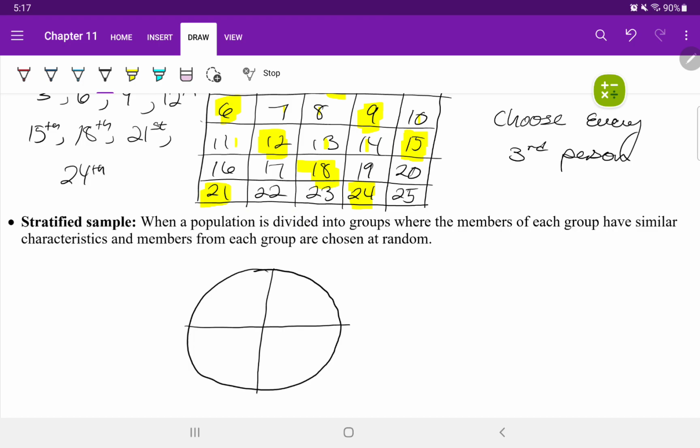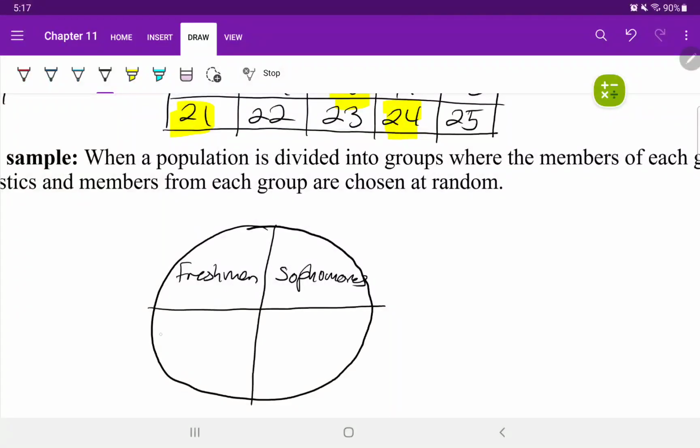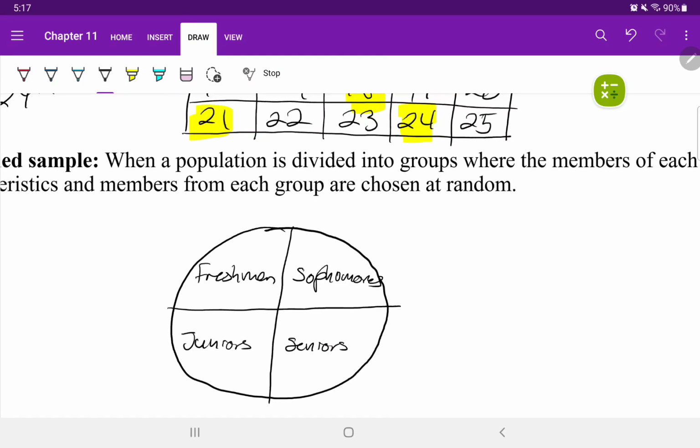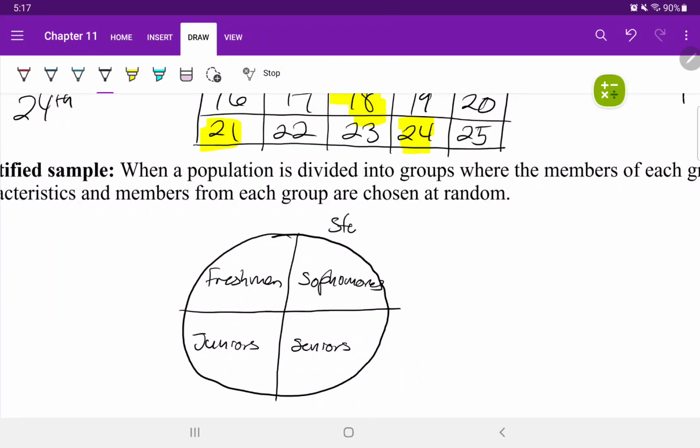So divide it up. I have my freshmen, my sophomores, make that bigger, my juniors, and my seniors. So I divided my population, which is students at John Jay, based on their level of school: freshmen, sophomore, junior, and seniors.